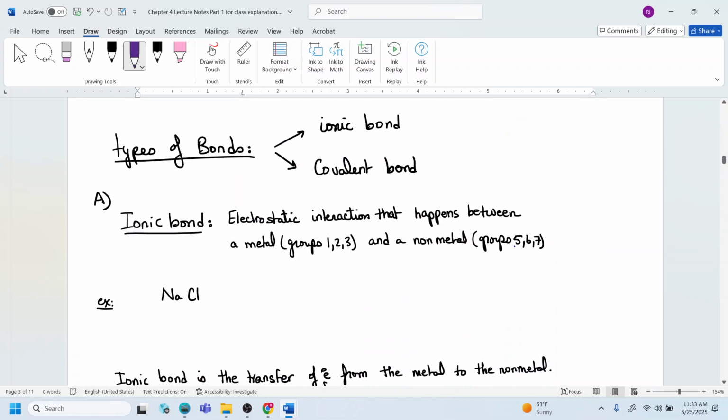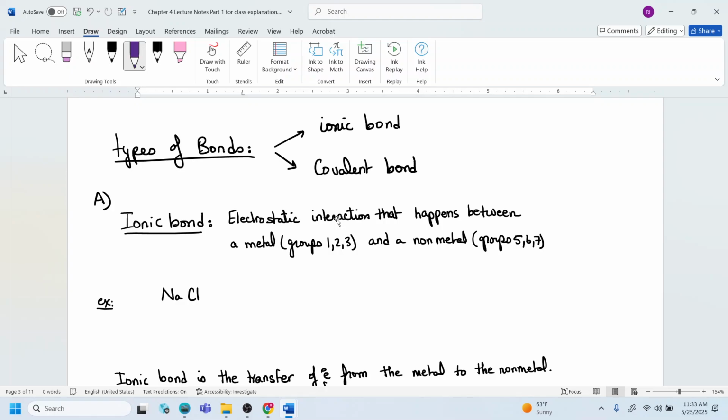Now, the types of bonds. We have two types of bonds. We have an ionic bond and we have a covalent bond. And when we talk about an ionic bond, it is not an actual bond. An ionic bond is an electrostatic interaction. And when we say electrostatic interaction, we mean charges. So we have charges between elements that are losing electrons and elements that are gaining electrons.